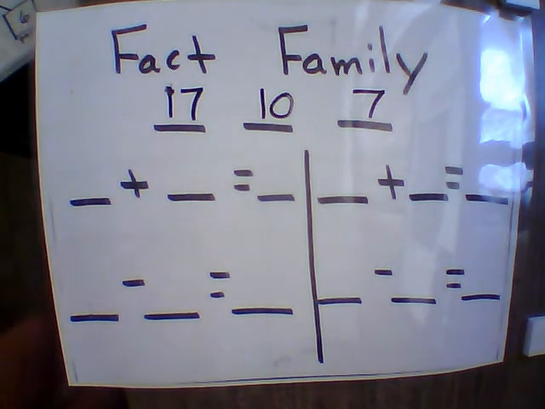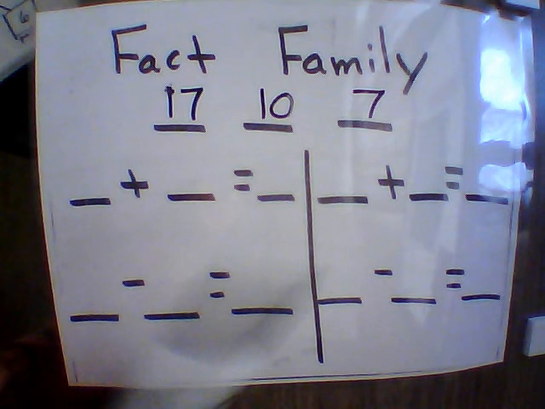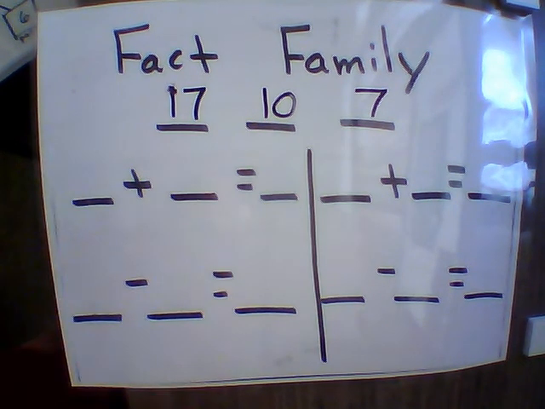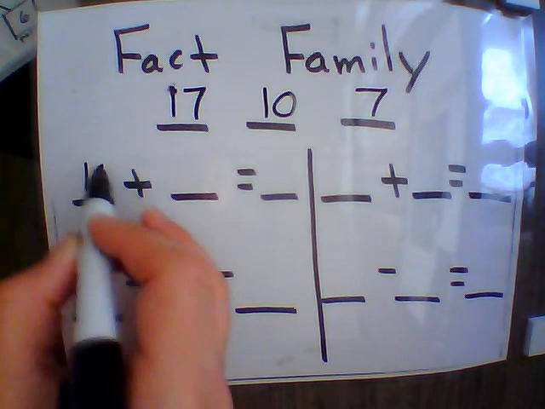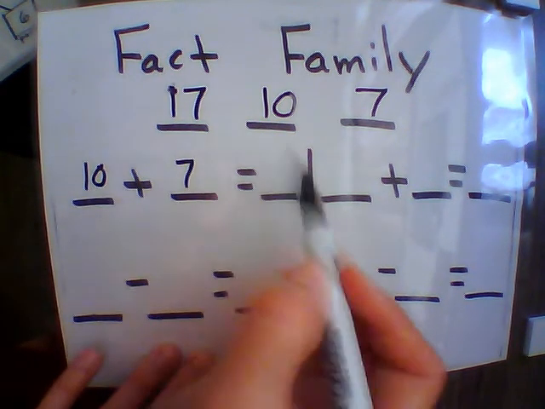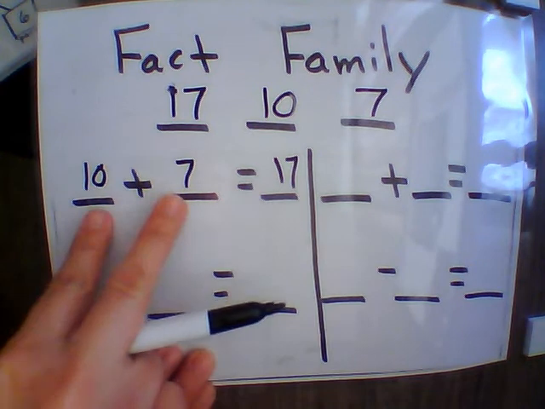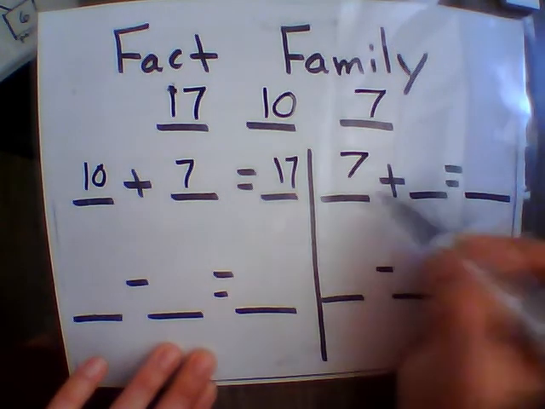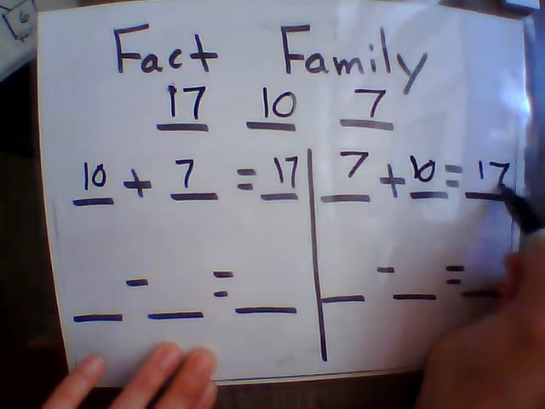Alright, so just hoping that you have all four of these completed. And if not, you could just do it with me, but I'm going to go a little bit faster than when I was just going step by step. So we're going to take our two parts, our 10 and our 7, and we're going to add those together. 10 plus 7 is going to equal our whole number, the 17. Then we're just going to reverse these, and we're going to start with 7 plus 10 equals 17.